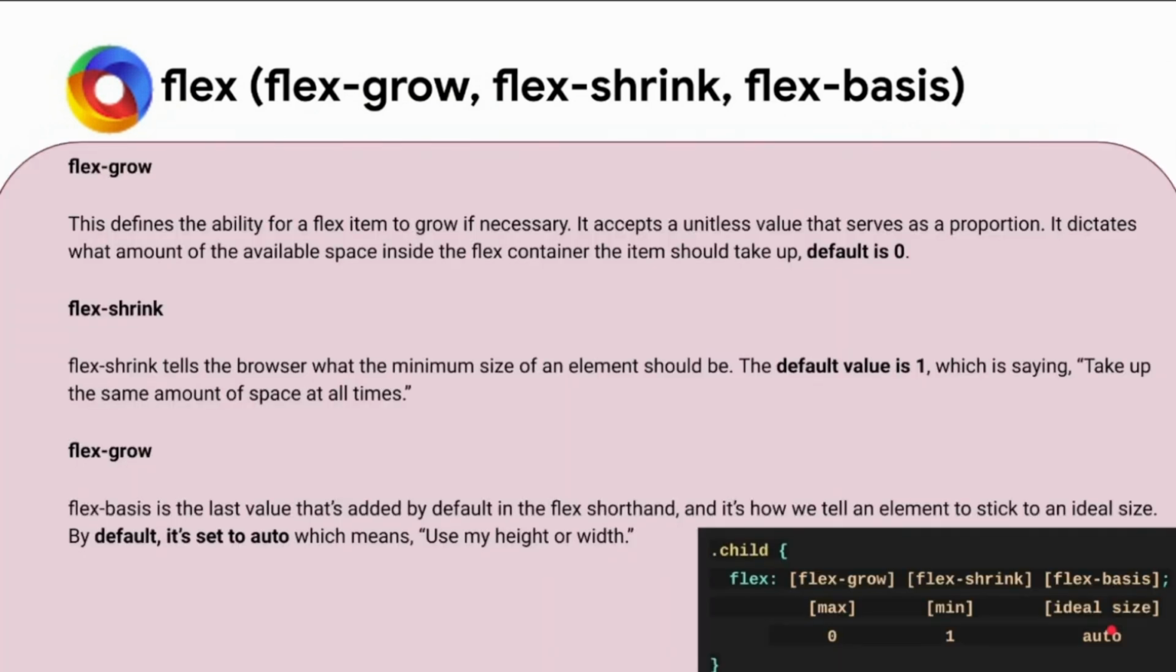There is a typo on the third one. Flex grow is repeating; it should be flex basis, most probably. I guess I missed that. So here you see flex grow, flex shrink, and flex basis. Flex grow would be the maximum, flex shrink would be the minimum, and flex basis is the ideal size, what you want. Flex grow and shrink are the proportion in which it will grow or shrink.